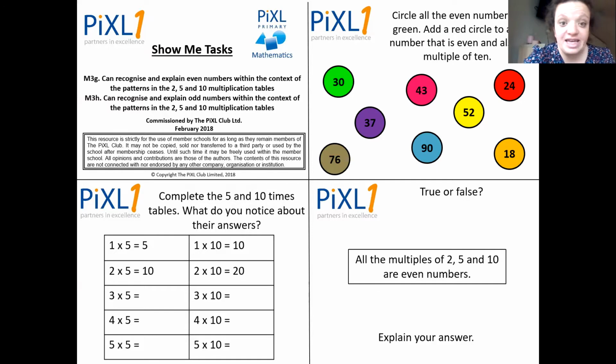Over here, you're going to complete the 5 and 10 times tables, going further than what they've put on the screen. And then you're going to write for me the patterns that you notice. And true or false, you're going to tell me, and then you're going to tell me the answer. So the multiples of 2, 5, and 10 are even numbers. Is that right? Which ones are even numbers and which ones have odd numbers in them? So that's those multiples of 2s, 5s, and 10s, the numbers we get when we count in 2s and 5s and 10s, and we times by 2, 5, and 10.